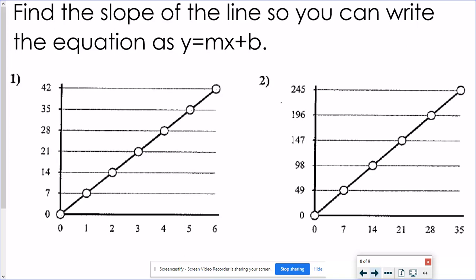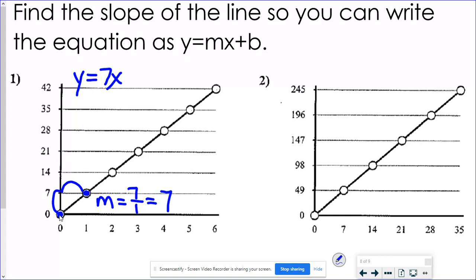What I want to look at on number 1, for instance, and again, this is right from your worksheet. If I go from the origin to this point right here, don't say I'm going to go up 1/1. The slope is not 1. I'm going up 7/1. So my slope is 7/1, which is just going to be 7. If my slope is 7, then my equation is going to be y equals 7x.